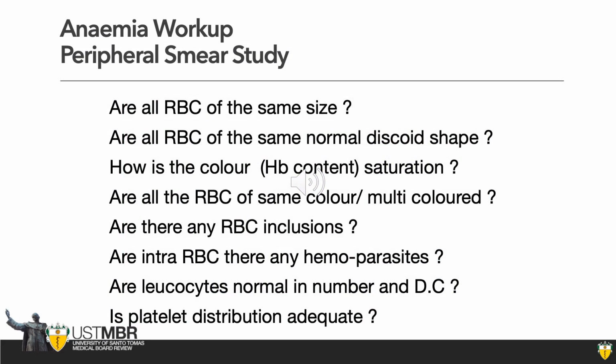And the last basic test for anemia is the peripheral blood smear, or PBS. What information can you get from a PBS? It can tell you the size and shape of the red blood cells. Are they of the same size or shape? The color or hemoglobin saturation of the red blood cells. If there are RBC inclusion bodies or RBC hemoparasites, it can also tell you, or describe the white blood cells and their distribution, and also the platelet distribution and morphology.